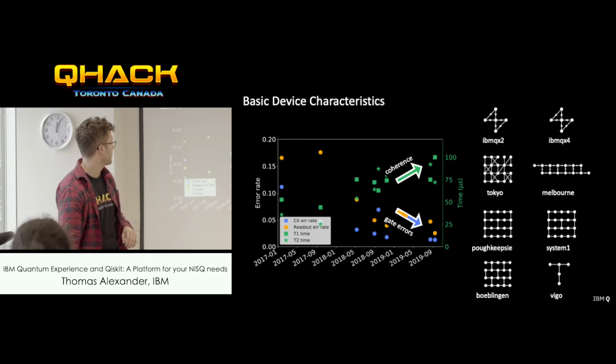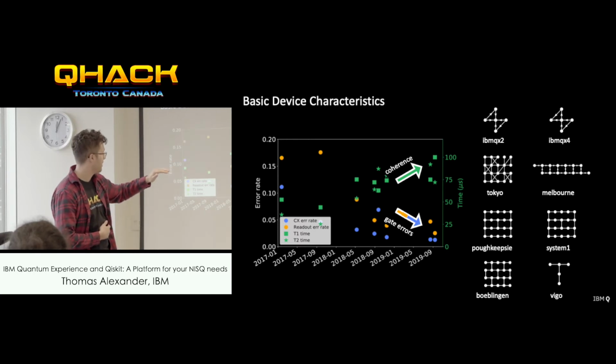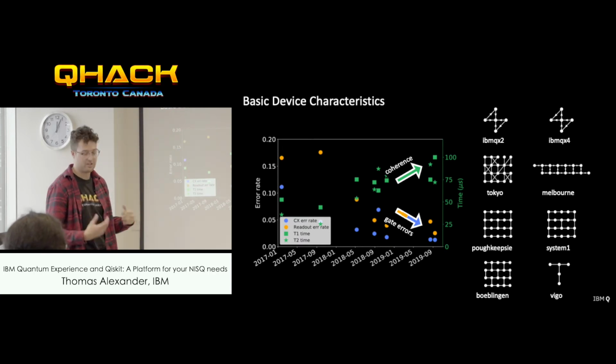So how have we been doing? Here I show a plot of both our CNOT error rates, readout error rates, as well as our T1 and T2 times. And you'll see as the years have gone on, our general coherence properties have gone up, gate errors have gone down. It's pretty good.